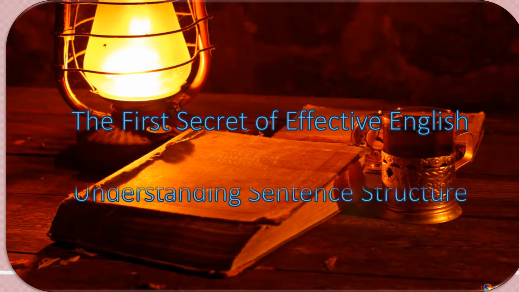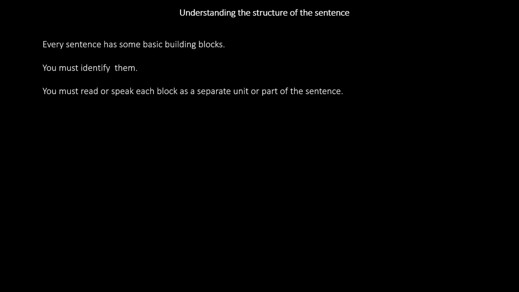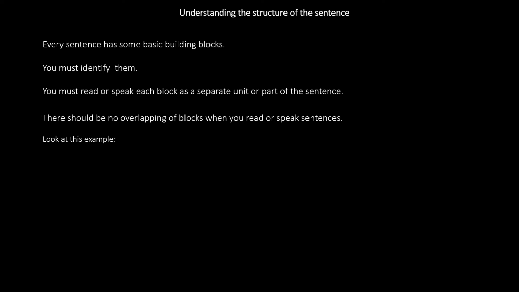The first secret of effective English is understanding sentence structure. Every sentence has some basic building blocks. You must identify them. You must read or speak each block as a separate part of the sentence. There should be no overlapping of blocks when you read or speak sentences.